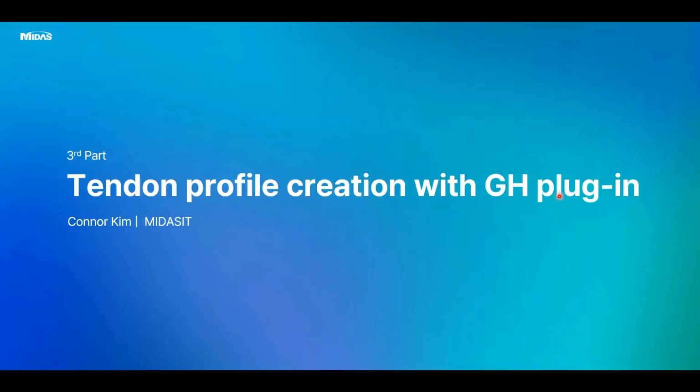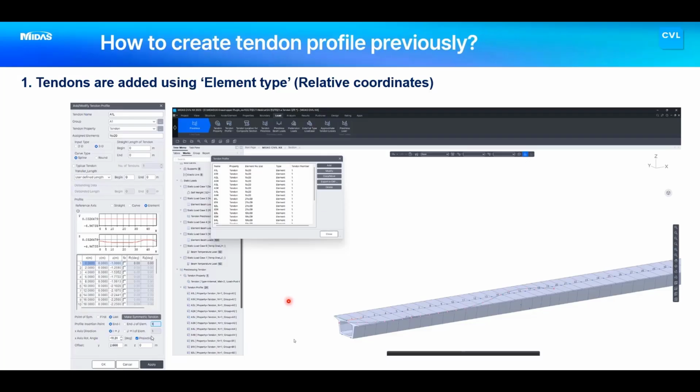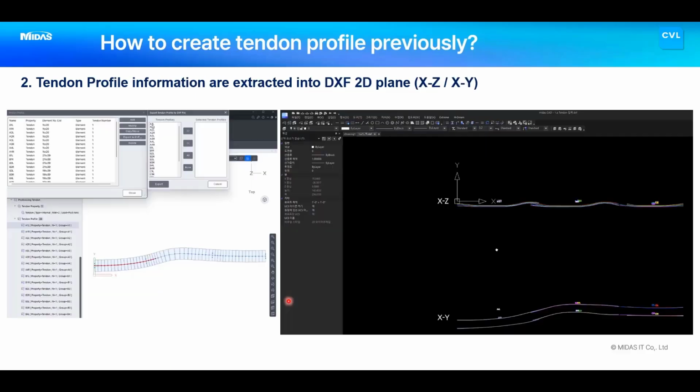First, I will share how to easily create tendon profiles for PSC bridges using Civil NX and Grasshopper. So now let's go over the process of applying tendons to the structure. Tendons are defined using relative coordinates from drawings, and in this step, make sure to select the element option. The tendon profile information can be extracted in DXF format using the export to DXF function in MIDAS Civil NX.